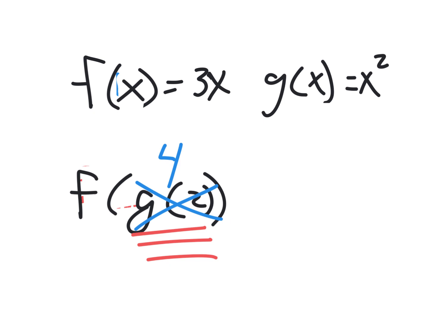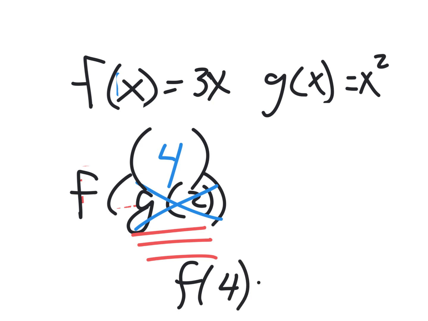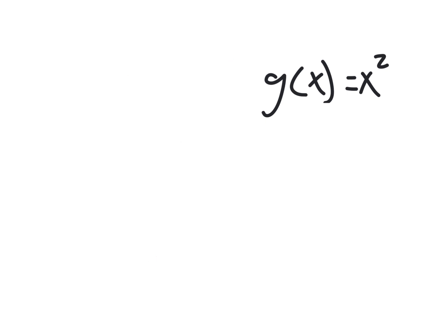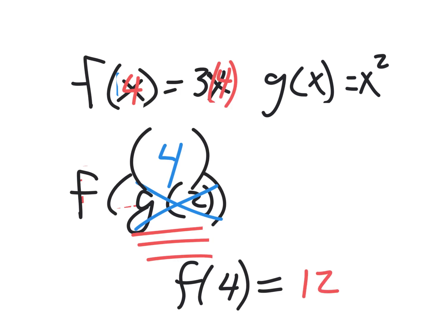That's 4. Now what do you think you have to do? F of 4. So f of 4 means you're going to stick 4. Now the new problem is just f of 4. Stick 4 into the f function, and you get f of 4 is 3 times 4, which is 12. Raise your hand if you had 12. Okay, cool.